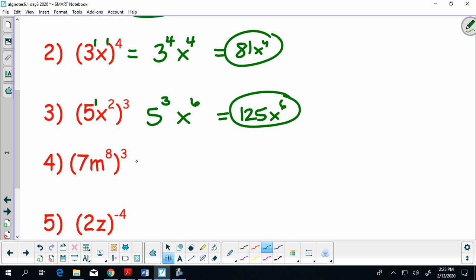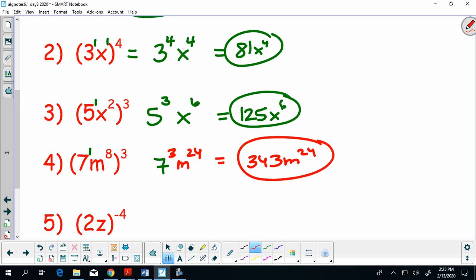Number 4 is similar. There's an exponent on the 7 of a 1, so I copy the base. 3 times 1 is 3. And then I copy the m, and 8 times 3 is 24. 7 to the 3rd power is 343. And that's m to the 24th. And again, I'm just sticking that into the calculator to get that 343.